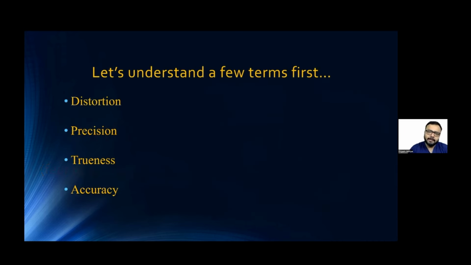Before you buy anything, and that too an equipment which some people will call expensive, you should understand what you're buying. The four terms that you should understand are distortion, precision, trueness, and accuracy. If you understand these four terms, even just the basics, you'll be able to compare the scanners and make the right choice for yourself.